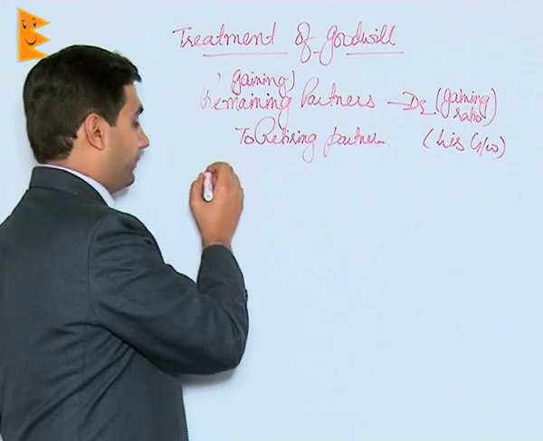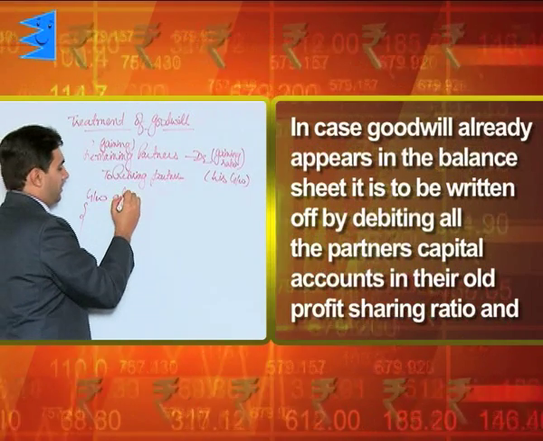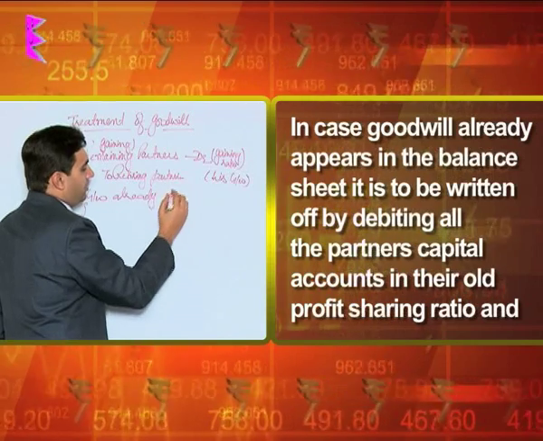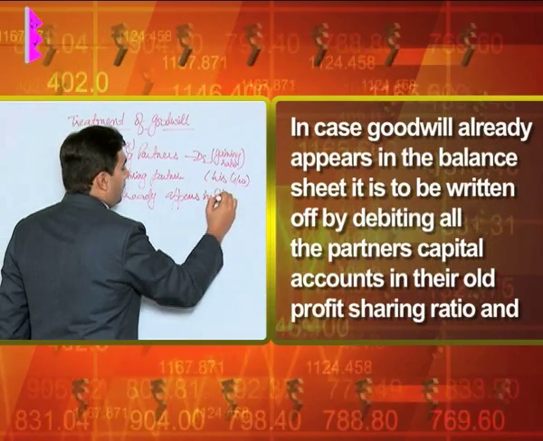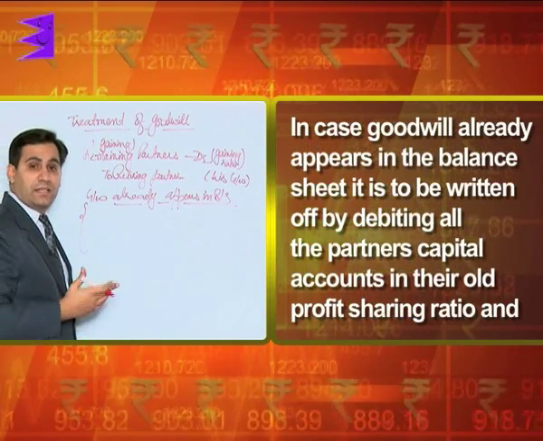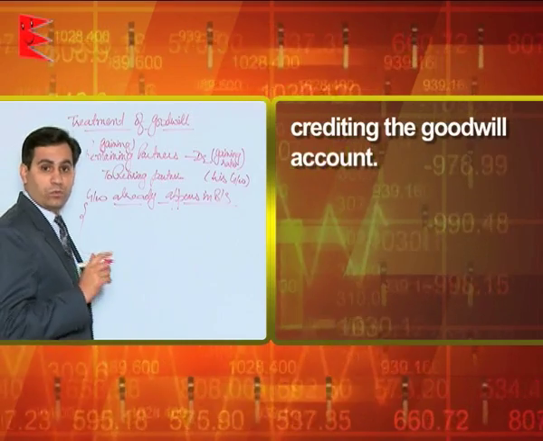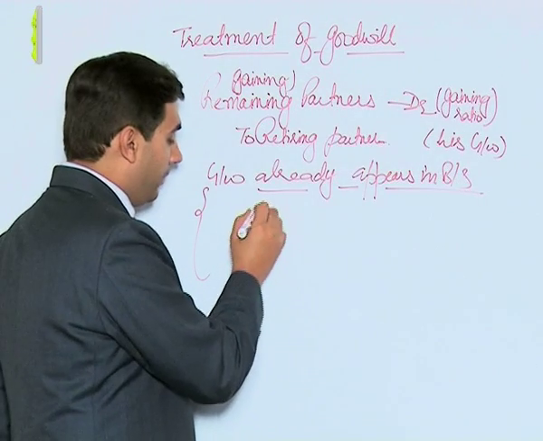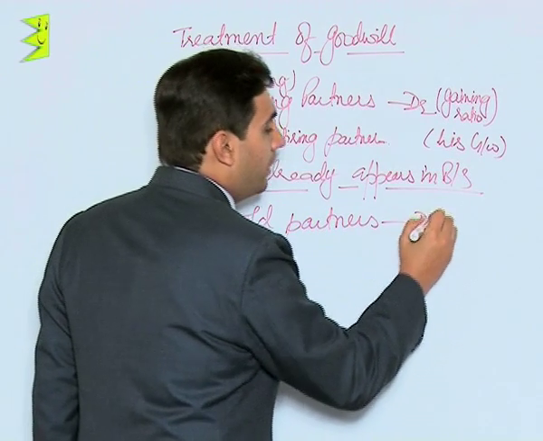Now students, remember, in case goodwill already appears in the balance sheet, in this case, Accounting Standard 10 would be followed. That is, any self-generated goodwill should not appear in the books of accounts. So you will write it off, and you will write it off among old partners in old ratio.